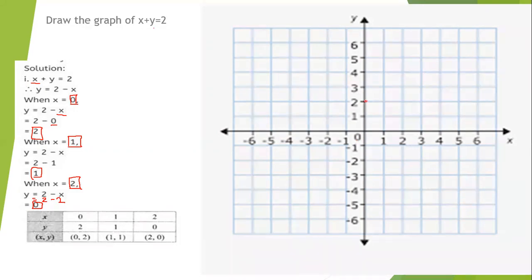Then we have 1 comma 1. 1 comma 1 means here it will come. Here see you have 1 and then here you have 1, right? And the third is 2 comma 0. 2 comma 0 means the point is on the x-axis, right? Because y coordinate is 0. So on x-axis we have 2 over here, right? Then we will join these points.